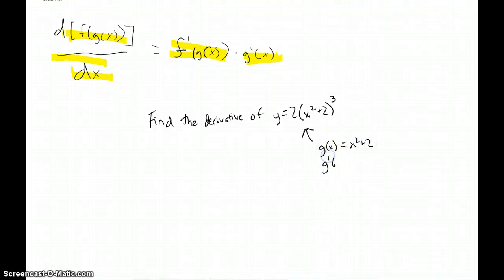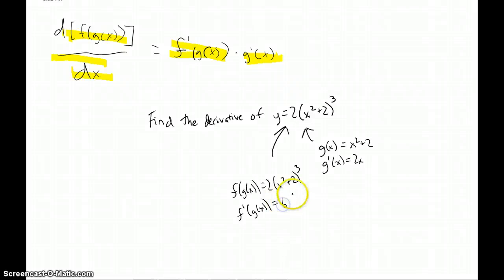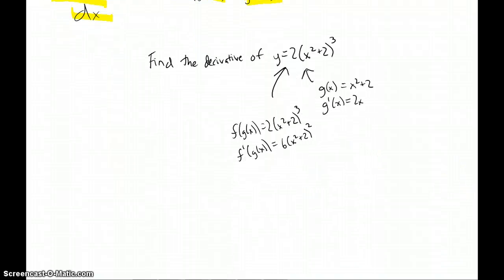You would take the derivative of g of x, which would be 2x, and then you multiply that by the derivative of f of g of x, which we can find by simply, so f of g of x equals 2 times (x squared plus 2) cubed. Therefore, the derivative of f of g of x would equal 6 times (x squared plus 2) squared.